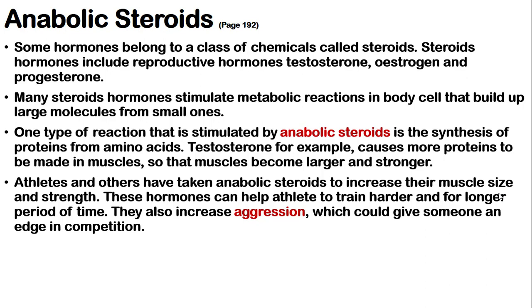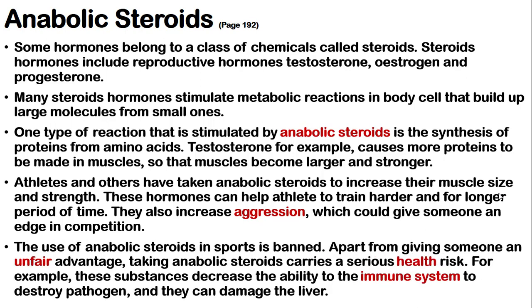It means that nowadays there are particular tests for the athletes. Athletes used to stop anabolic steroids just 2 or 3 months before the competition, but now the tests show their effects can stay for longer inside the body, and they can be recognized whether or not an athlete has used anabolic steroids. The use of anabolic steroids in sport is banned. Apart from giving someone an unfair advantage, taking anabolic steroids carries a serious health risk. For example, these substances decrease the ability of the immune system to destroy pathogens, and they can damage the liver.